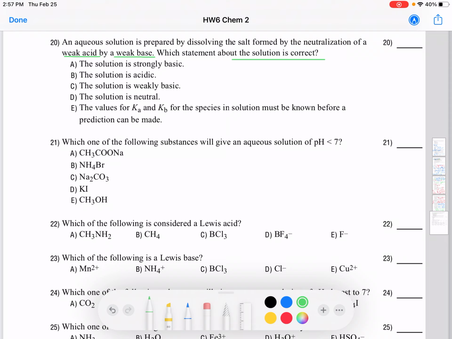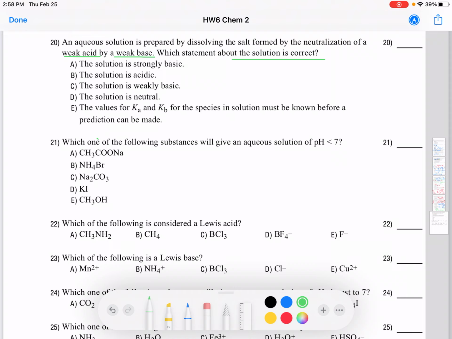We talked about this also in the lecture. The values of Ka and Kb for the species in solution must be known before a prediction can be made. So if you know the Ka and Kb, whichever has the higher value, whether it's the weak acid or the weak base, that is the predominant reaction. If it is combined from a weak acid and a weak base, we should know Ka and Kb in order to find out the acidity or the basicity of the reaction medium. So the correct answer for 20 is E.